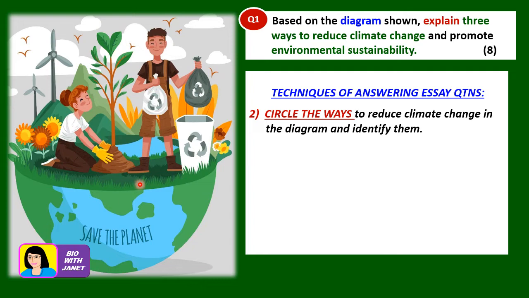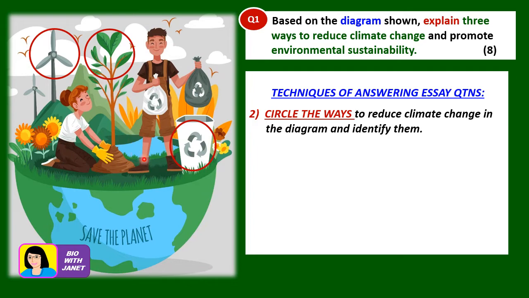Okay, right. So now let's circle the ways to reduce climate change as shown in this diagram. The first way is, you can circle the bin here, with the logo. This is what logo? Recycle logo. The 3 arrows in a triangular shape. This is the recycle logo. So the first way is recycling, right? And then the second way, you can see the girl planting a tree. And the third way is you can see the wind blades for the wind turbine in the background. So that's the third way.